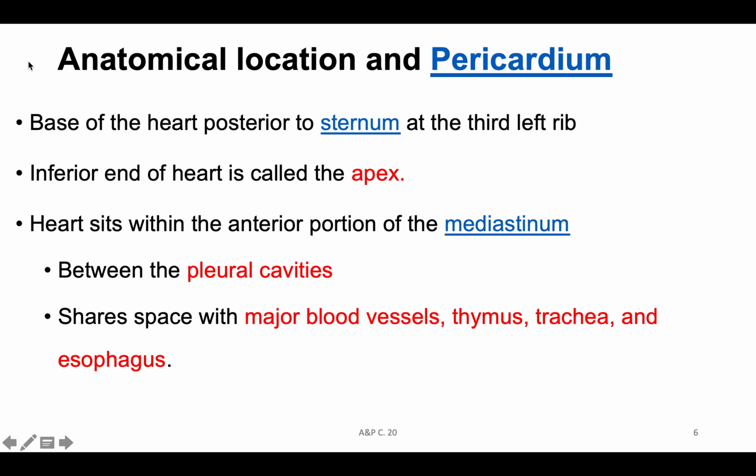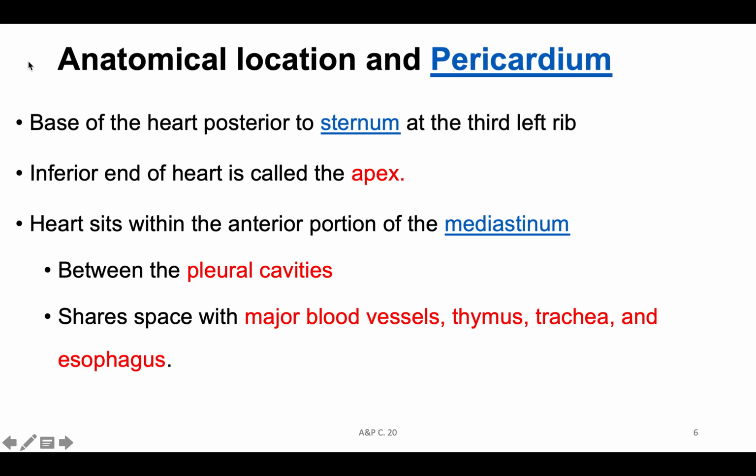So your heart is going to sit a little bit below, or posterior to, your sternum, about your third left rib. The point of our heart, or the very bottom of our heart, is called the apex of our heart. And you have to think all the way back to our first unit when we talked about body cavities. Our heart is found in our thoracic body cavity, but specifically in the mediastinum.